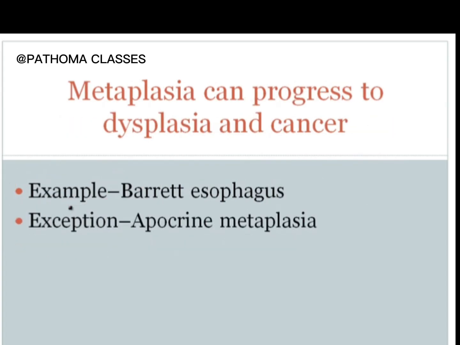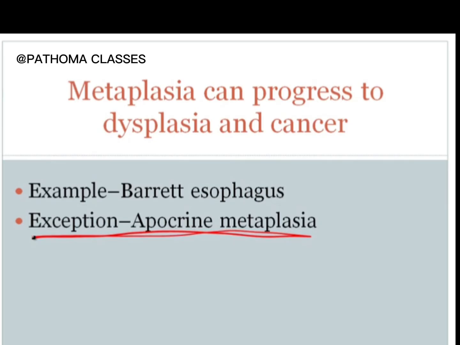Now, another important high-yield point is that metaplasia can progress to cancer. This is a very important point. And I think we all would appreciate the fact that Barrett's esophagus is a risk factor for the development of adenocarcinoma of the esophagus. And we'll talk about adenocarcinoma of the esophagus in much more detail when we cover the GI lecture. Now, one very important exception, which becomes commonly tested, is that apocrine metaplasia does not increase the risk for cancer. Okay, what's apocrine metaplasia?